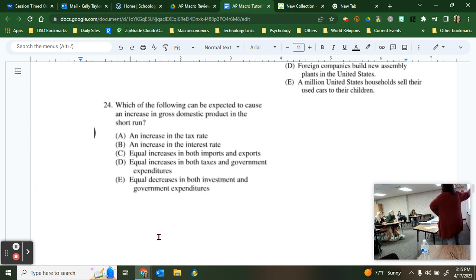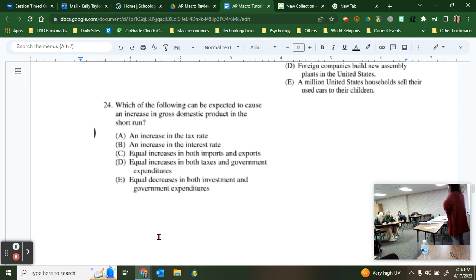That's me graphing. What does A do? It's bad. Does A increase aggregate demand? No. A decreases aggregate demand. Little downward arrow for aggregate demand on that one. What about B? No. That decreases aggregate demand. We're looking for something that increases aggregate demand.